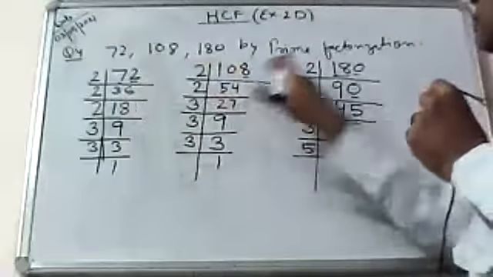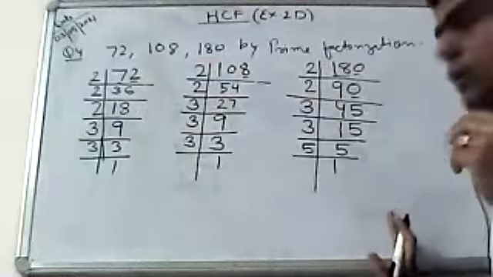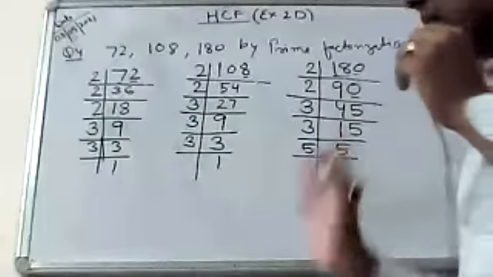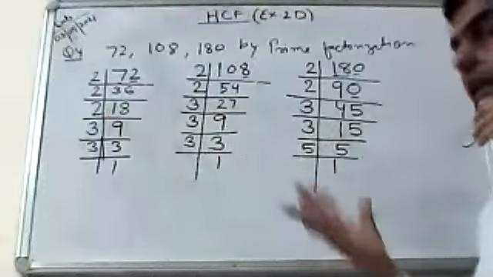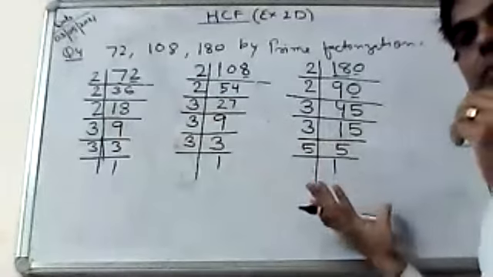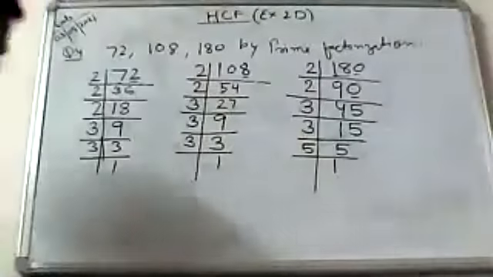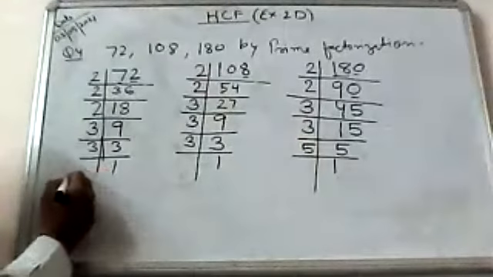Now look at this: 72, 108, 180. Clear to all? So these are the prime factors of all three numbers. Clear? Now how will we take the HCF of these given prime factors? First of all, you have to write like this.